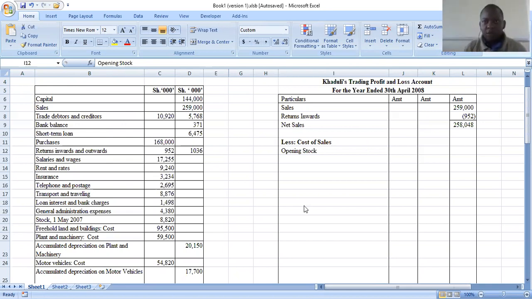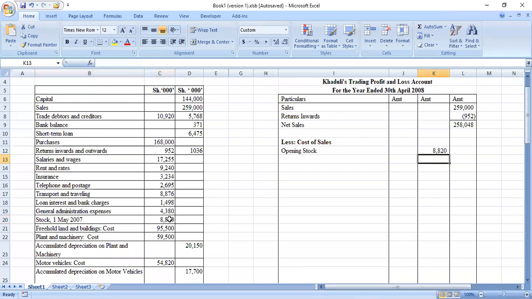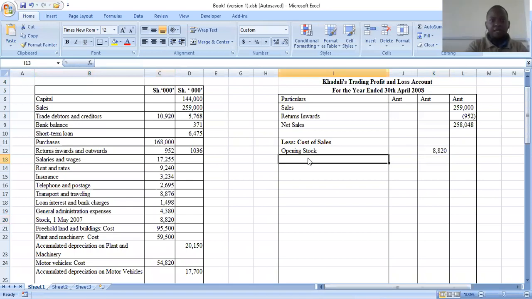Okay, so we are at the cost of sales, which is equal to the opening stock plus purchases minus the closing stock. So how much is the opening stock? 8820. You can have it in the middle column there, 8820. Then we add purchases.